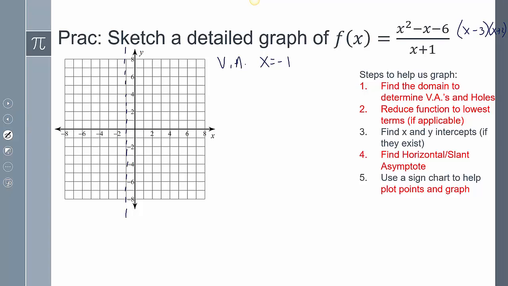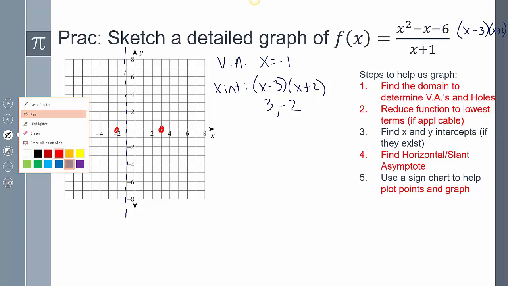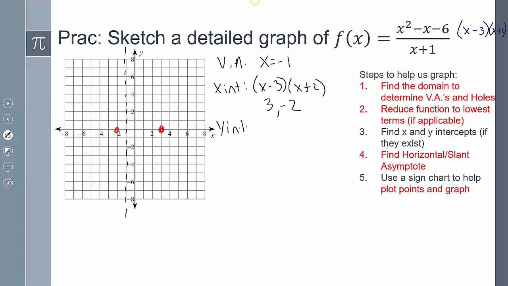X and y intercepts. So for my x-intercepts, I set the top equal to 0. If I set that equal to 0 and solve, I get 3 and -2. So I know at -2 and at +3, I'm going to get my x-intercepts. Now for my y-intercept, if I plug in 0 for everything, I'm going to get -6 over 1. And so my y-intercept is -6.